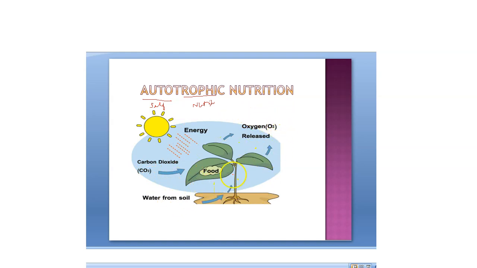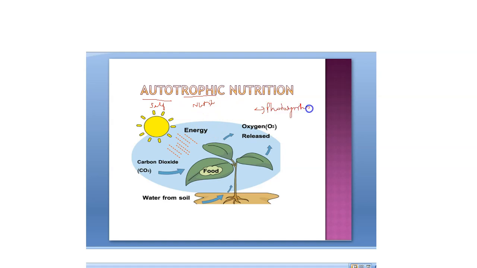for the plant. And in this process, oxygen is released by the green plant, and hence green plants play an important role in oxygenation. So photosynthesis is very important, and photosynthesis is actually the synthesis of food by light, and it is which mode of nutrition? It is the autotrophic mode of nutrition.